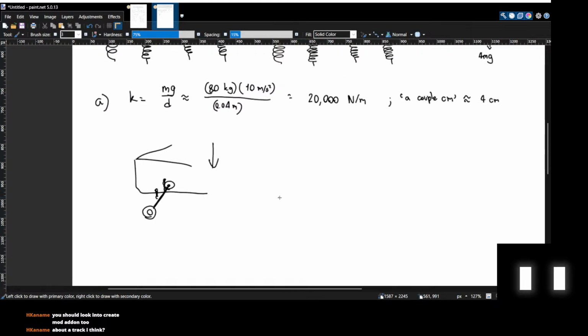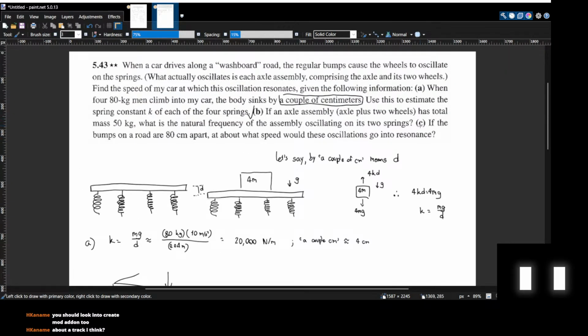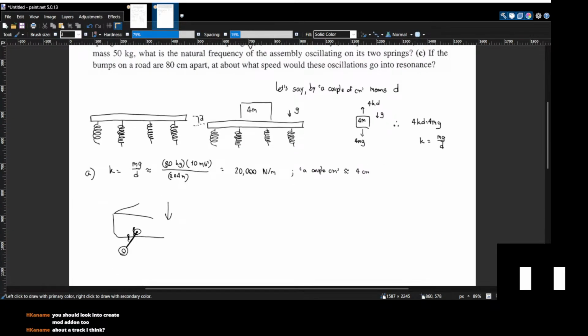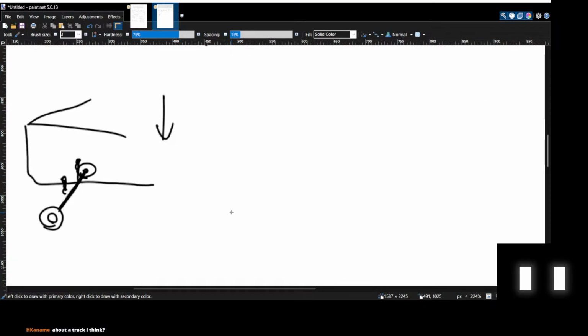So yeah, what I'm struggling to understand here is what it means by an axle assembly has the total mass of that. What is the natural frequency of the assembly oscillating on its 2 springs? I don't quite get what this means. What do you mean by oscillating on its 2 springs?